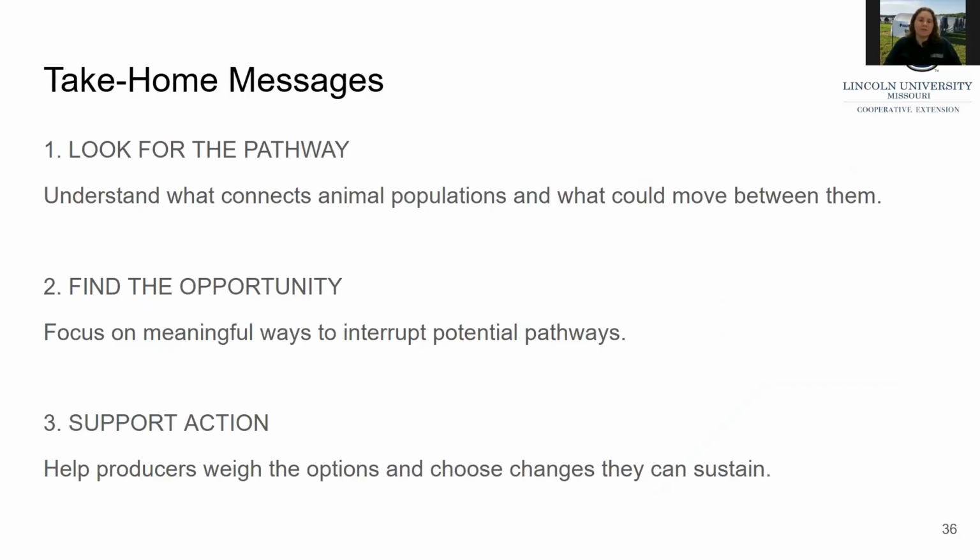And if you remember just a few things from today, I come back to these three. First, look for the pathway. Understand what connects animal populations and what could potentially move between them. Second, find the opportunity. Don't assume every connection needs the same intervention. Look for the places where we have a meaningful opportunity to interrupt that pathway. And third, support action. Our role isn't simply to tell producers what they should do. It's to help them understand the risk, weigh the options, and choose changes that they can actually sustain. That's the framework I hope you can take to your next biosecurity conversation.